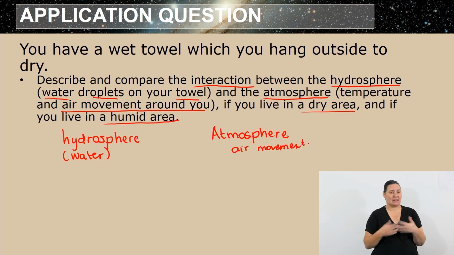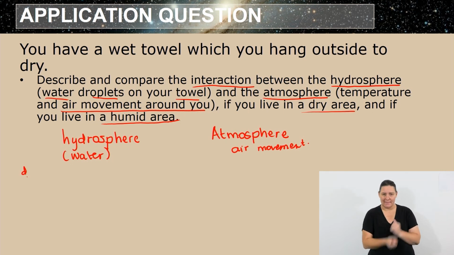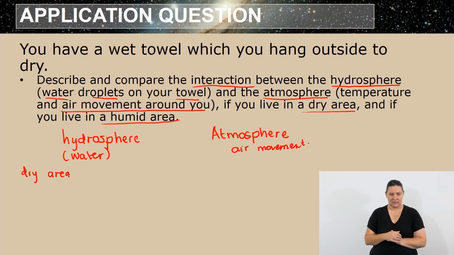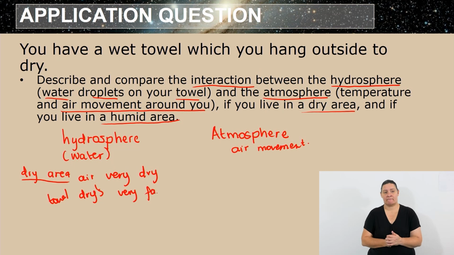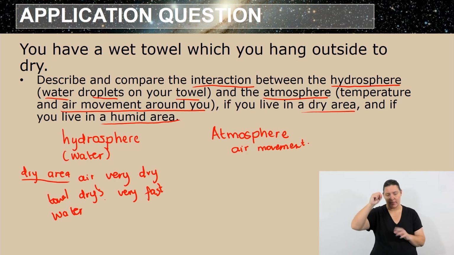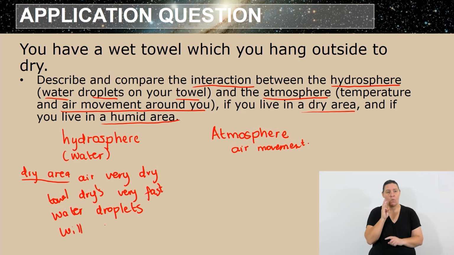So how do we deal with this question? Now we're going to answer in terms of living in a dry area. What happens when you live in a dry area? If you recall very well, in a dry area, the air is very dry. Okay? That means that the towel is going to dry very fast. Why is that? The water droplets will evaporate.